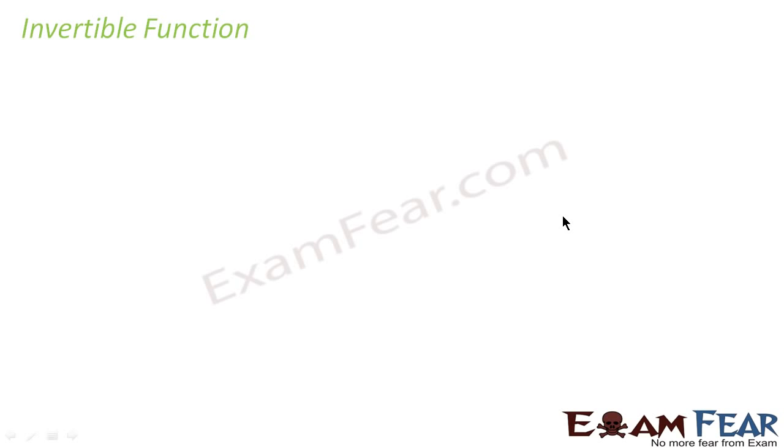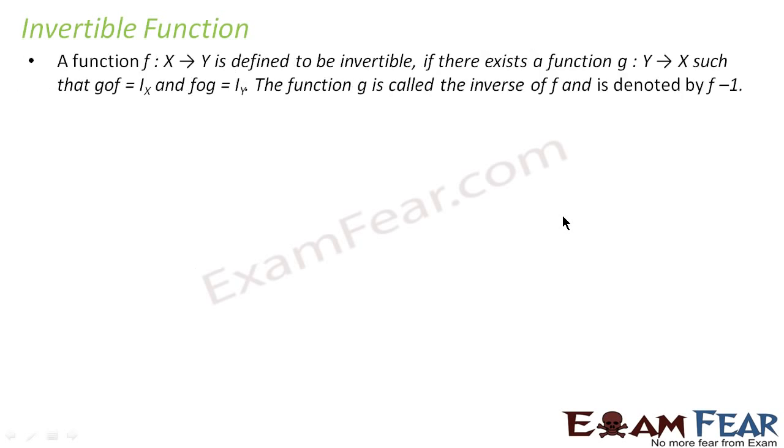Invertible functions. So what are invertible functions? A function from X to Y is called invertible if there's one more function from Y to X such that g of f is equal to I_X and f of g is equal to I_Y. Then the function g is called the inverse of f and is denoted by f inverse.